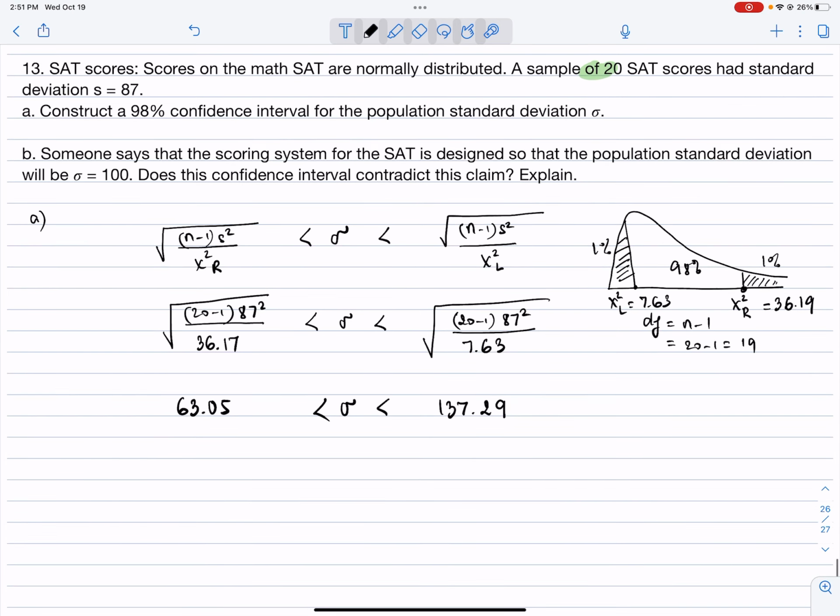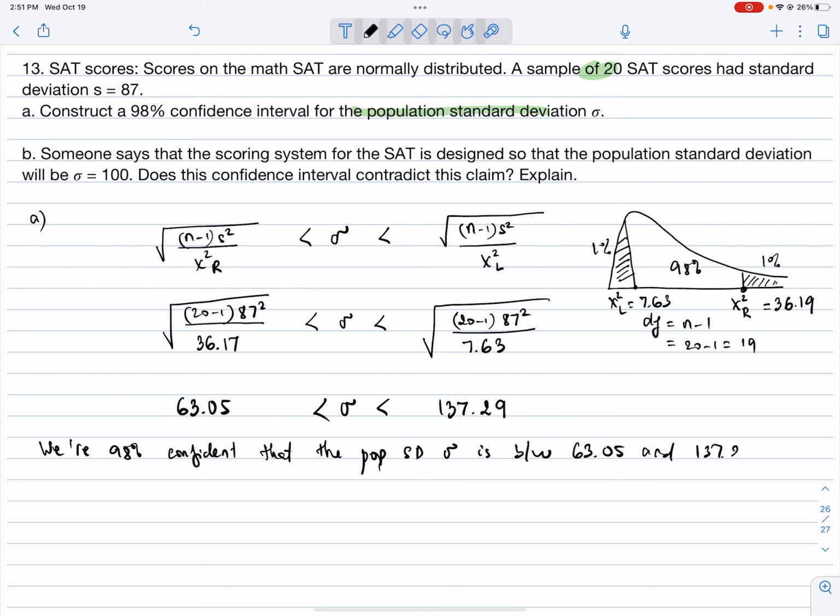So we will conclude that we are 98% confident that the population standard deviation sigma is between 63.05 and 137.29.